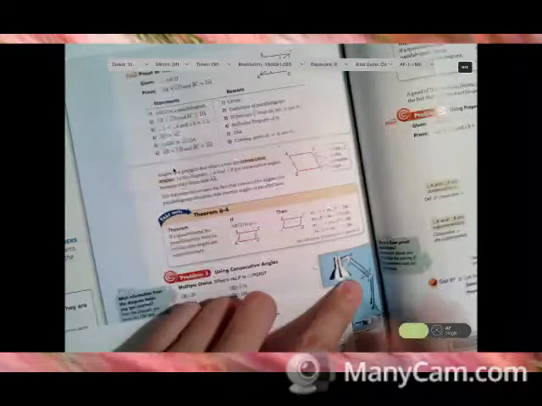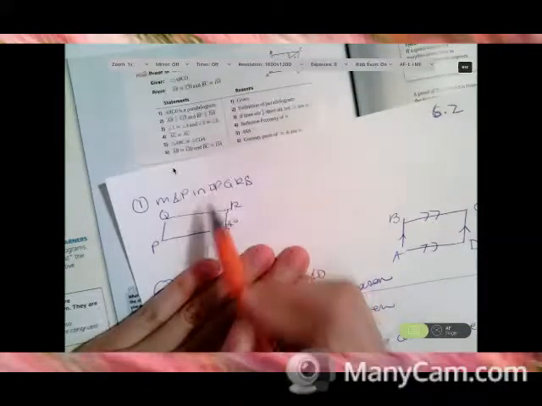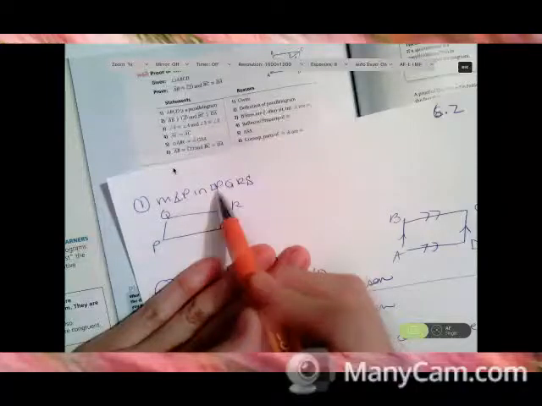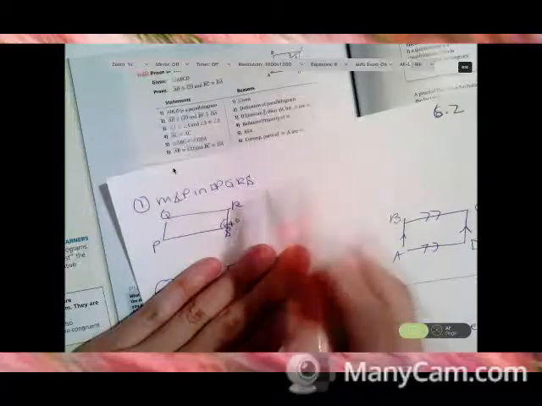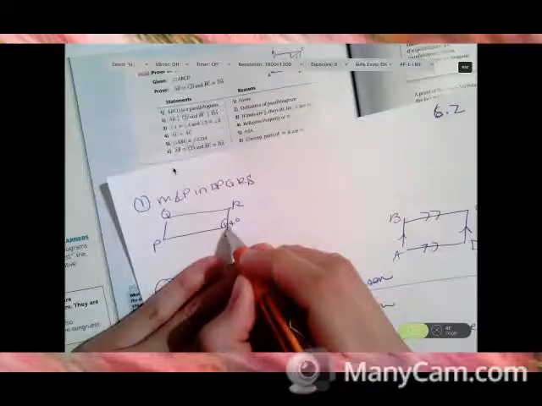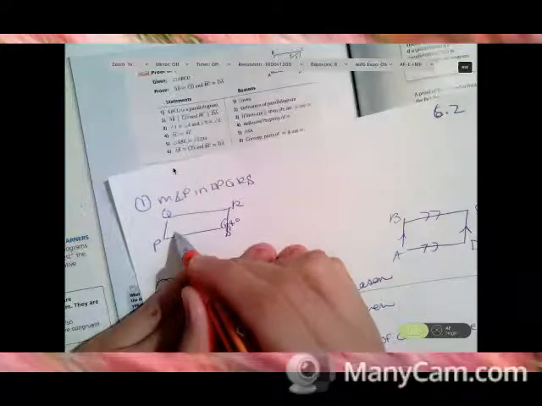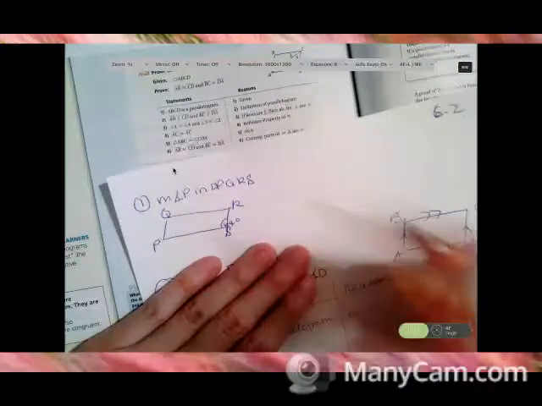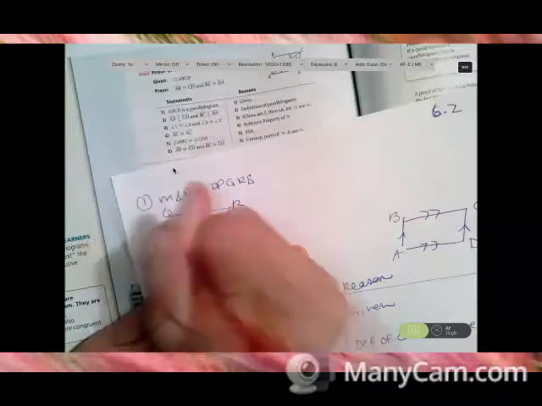Alright, so problem 1. What is the measure of angle P in PQRS? So I took this picture out over here. Now PQRS is a parallelogram, that is given. So, if this is 64 degrees right here, I want to find angle P. Well, like we looked at before, in the parallelogram these two are parallel right here, and these two are parallel.